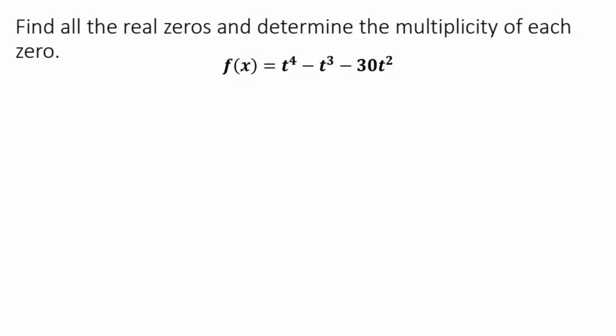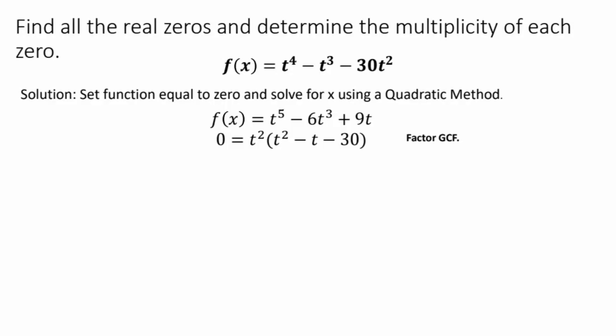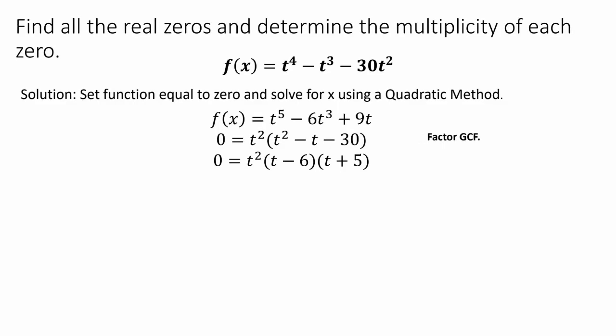Find all the zeros and determine the multiplicity of each zero. The first thing I would want to do for this one is set it equal to 0 and use one of our quadratic methods. Since I see that all three terms share a t squared, I'm going to factor that out. So it's t squared times (t squared minus t minus 30). Then I'm going to factor the inside.